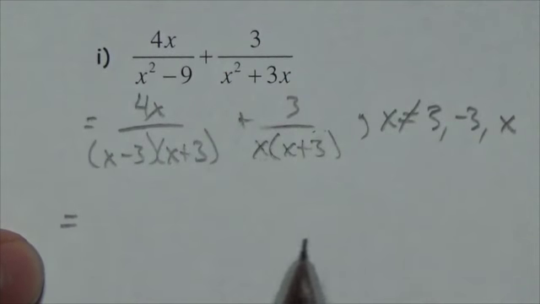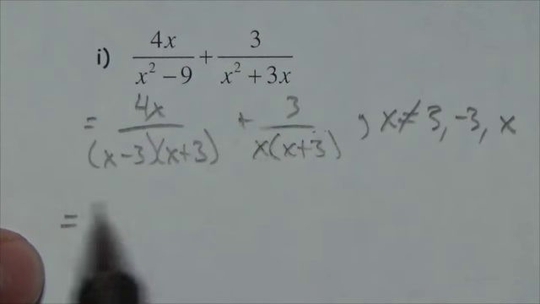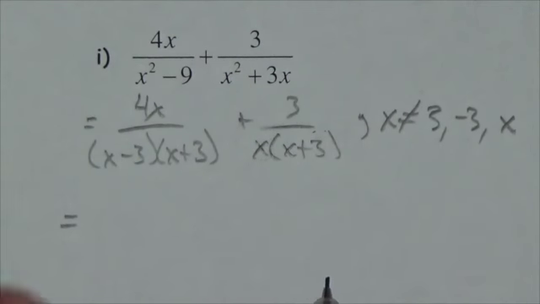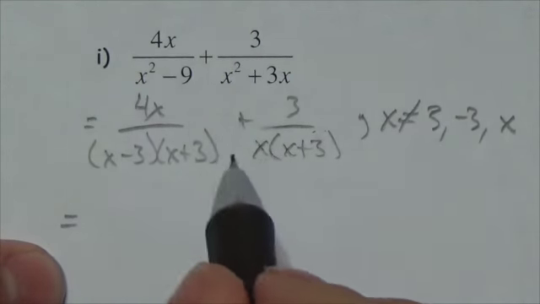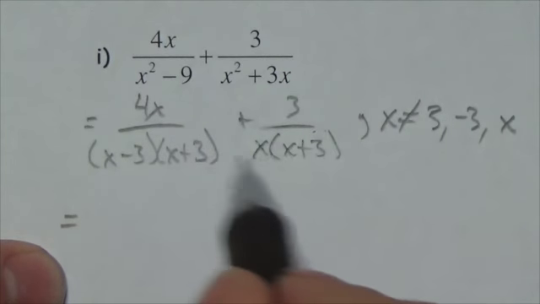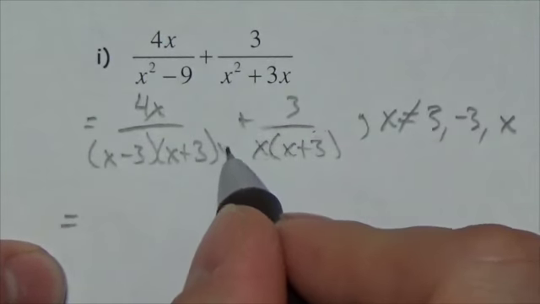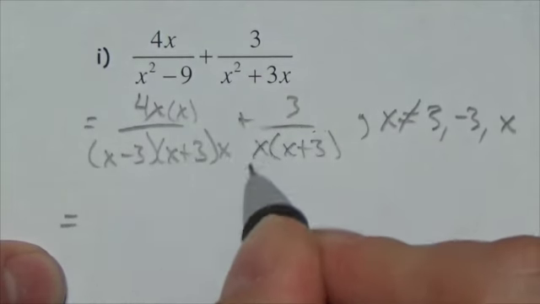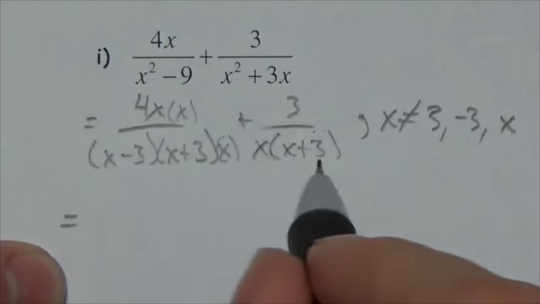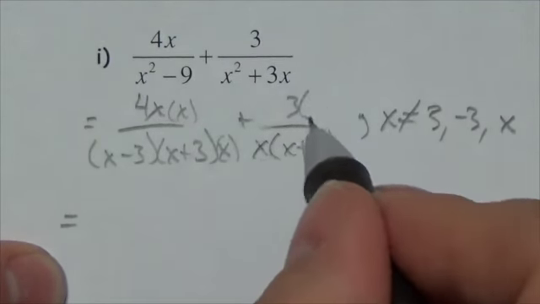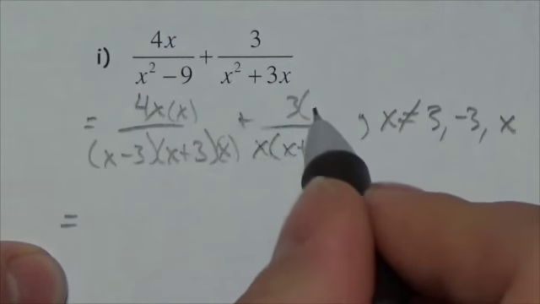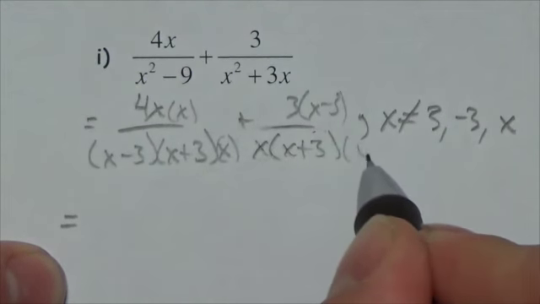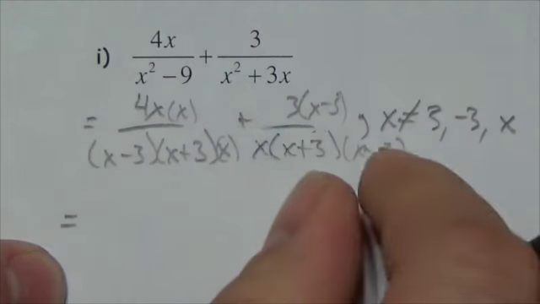Okay, now, unlike the last question, I can't just simplify it down to get a common denominator. Here I'm going to have to build it up. So the factor that's missing in this first one is this isolated x here. So I'm going to have to multiply numerator and denominator by x. Here it's a slightly bigger problem. I need that extra x minus 3 in order to make the denominators the same.